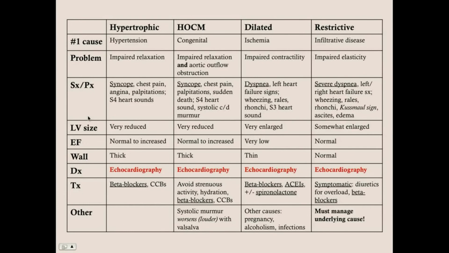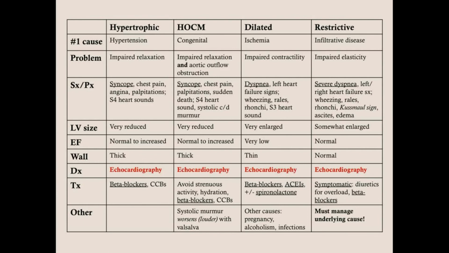Okay, so reviewing how we do this workup here. So the different cardiomyopathies, number one causes, we talked about that. The problem that causes, hypertrophic causes impaired relaxation. HOCM causes impaired relaxation too, but it has, in addition, an aortic outflow obstruction. Dilated is impaired contractility, and restrictive is impaired elasticity. So that's basically impaired relaxation and impaired contraction combined.